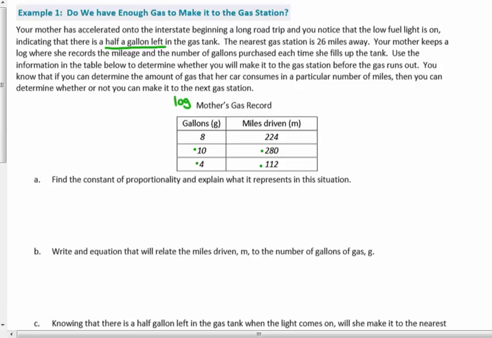Use the information in the table below to determine whether you will make it to the gas station before the gas runs out. Remember, we only have half of a gallon left. I kept that on here. And the gas station is 26 miles away. So we have to know something about our gallons and our miles, which is what's in our log or in our chart. You know that if you determine the amount of gas that our car consumes in a particular number of miles, called miles per gallon, then you can determine whether or not you're going to make it to the next gas station.